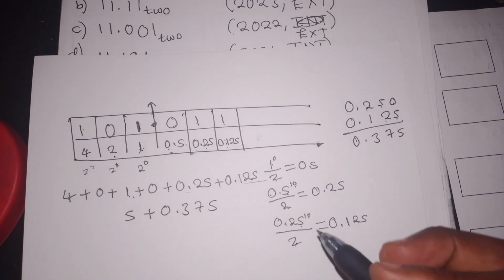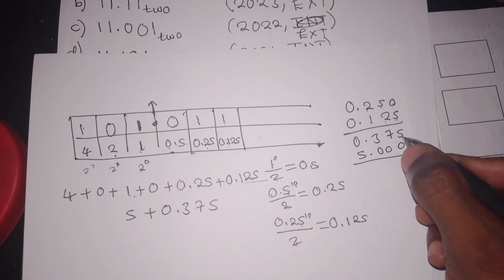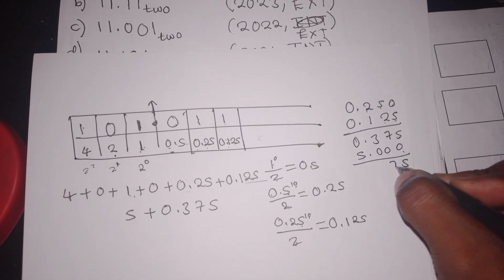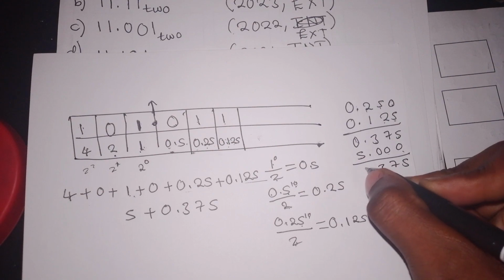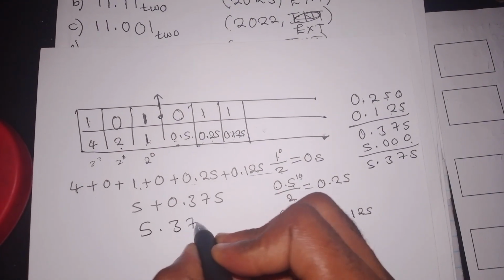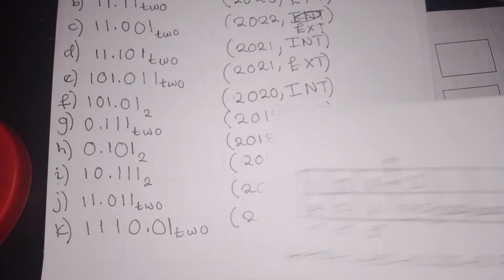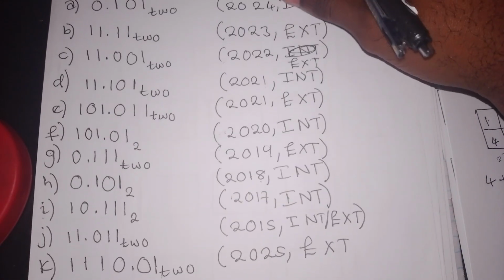0.375. And then now we can add a 5 to this. You can even put zeros there if you want. So that's a 5, that's a 7, that's a 3, and then that's another 5. So this will be 5.375, and you're done. So now you can attempt the rest of the problems.